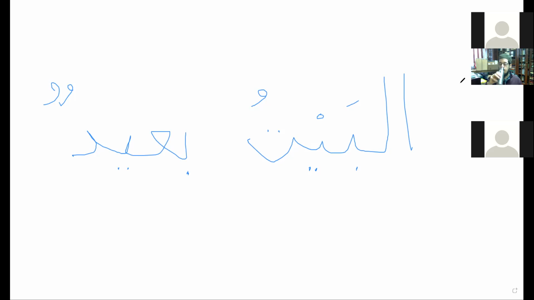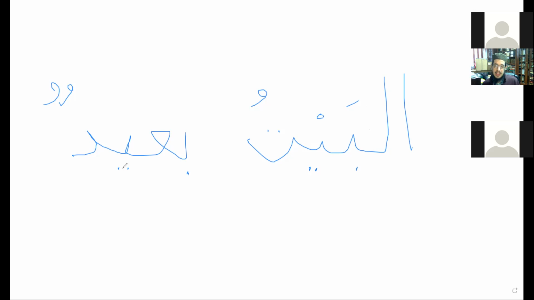Al-baytu is a subject, and al-baytu is a mubtada, and ba'idun is a khabar. This is the right answer, but I want to know why. Because al-baytu is a noun, and this is a nominal sentence, and a nominal sentence starts with a noun, so al-baytu is a noun, that's why it is a mubtada. And always mubtada is a noun. Mubtada is proper. Okay. Proper. That's very good. I like your answer. You're thinking along the right lines.